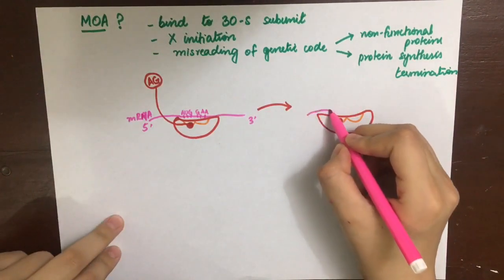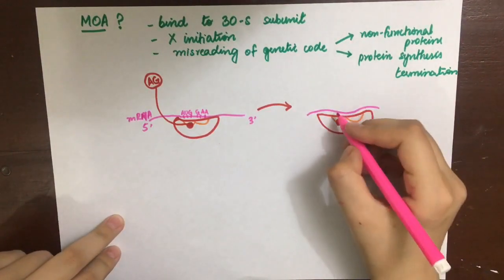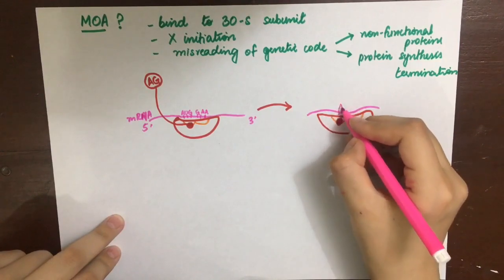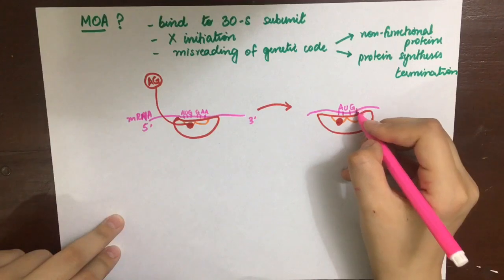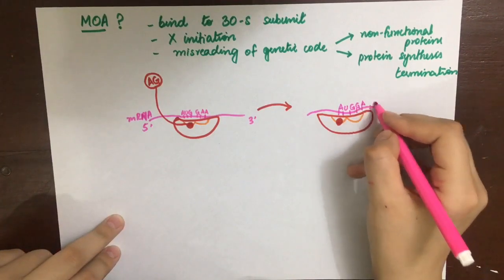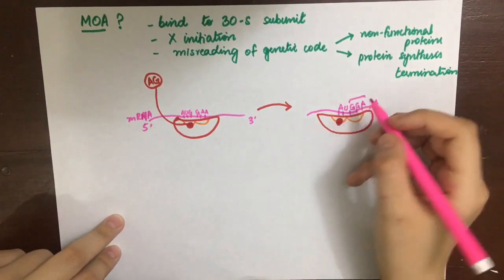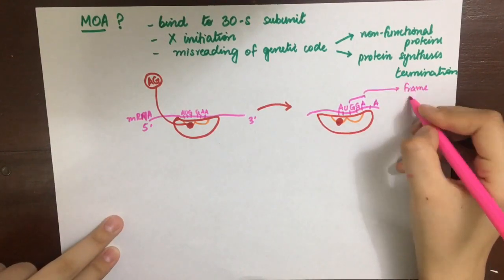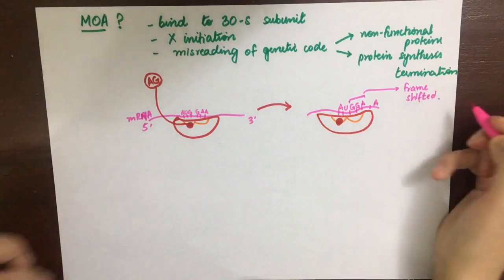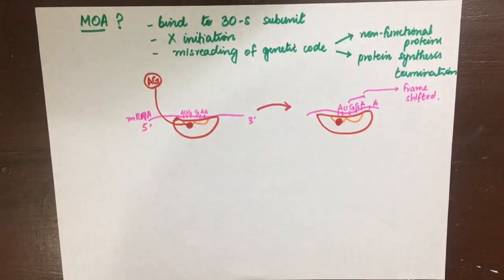and this will cause a shift in the frame of the reading sequence of the messenger RNA, and now this strand will be read as AU, which is not a complete codon, and the next will be GGA, and this GGA will encode for another amino acid that was not meant to be here. Instead, there should have been an amino acid for GAA. So in this way, there will be production of non-functional proteins and even protein synthesis termination.